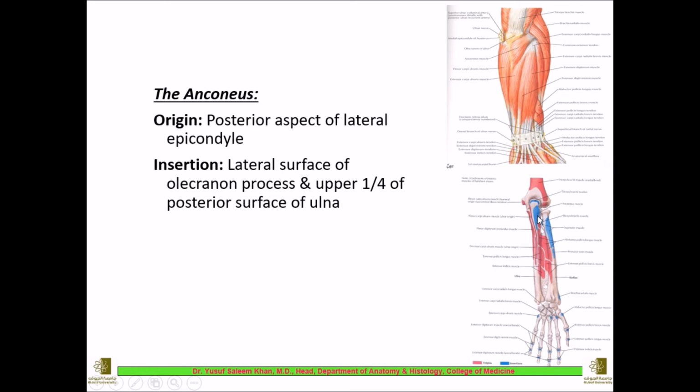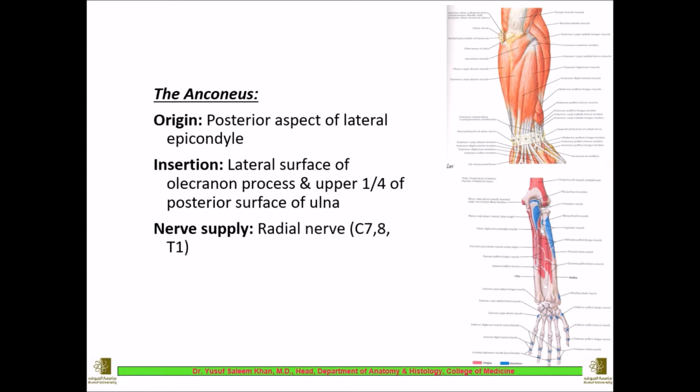Okay, that will be the lateral surface of the olecranon process as well as the posterior upper 1/4 of the posterior surface of the ulna. This is the insertion of the anconeus. Origin from here and insertion will be here. So it is a very short muscle among the superficial muscles.